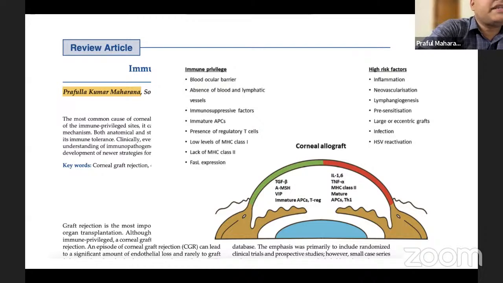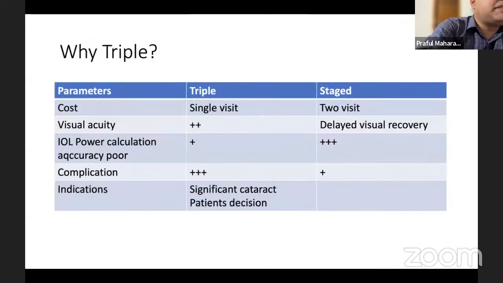That's why in most clinical studies, there is no clear-cut evidence suggesting a triple procedure increases graft rejection. If the patient asks you, is it going to hamper my graft survivability? Then the answer is no. Now, just the last slide.